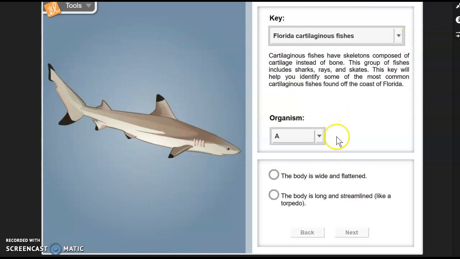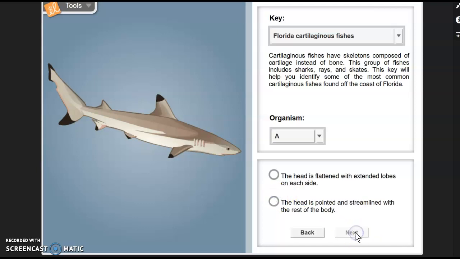Ooh, here's a good one. Okay, these have cartilage instead of bone. So let's take a look at organism A. The body is wide and flattened, or it's long and streamlined. Well, it's more like a torpedo, isn't it? The head is flattened with extended lobes, or the head is pointed and streamlined with the rest of its body. It's clearly pointed and streamlined.